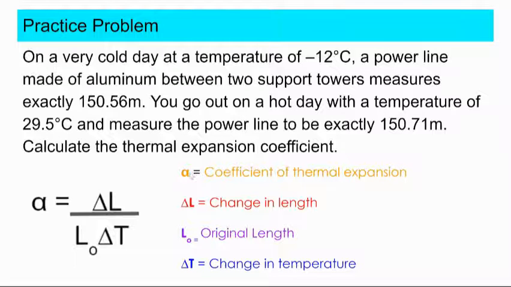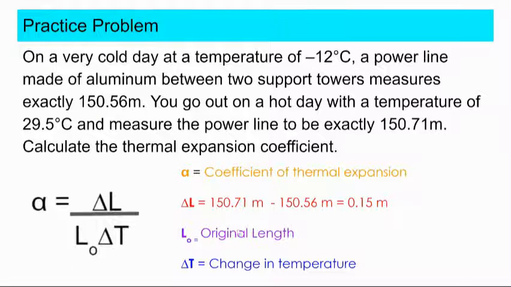So to do that, we're again going to be solving for theta, or the coefficient of thermal expansion. And that means we need to know our delta L, or our change in length. So change in means the difference in length. We're going to always subtract the lower value from the higher value because we just need to know what is the change in length experienced. Doesn't matter if it expanded or contracted. What's the change? So 150.71 minus 150.56 gives us a delta L of 0.15 meters.